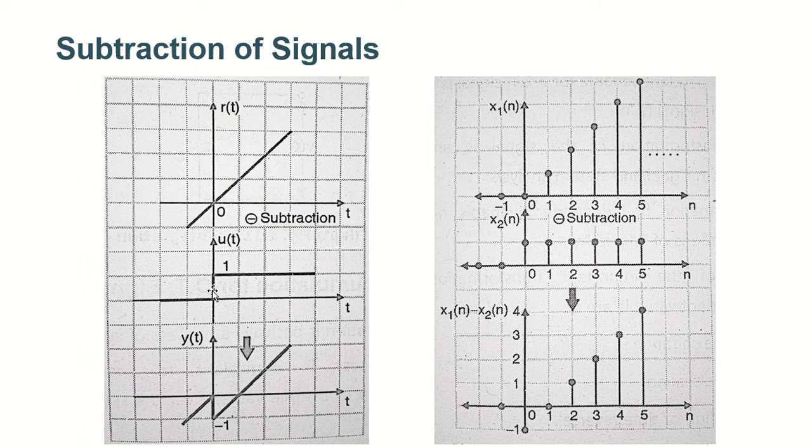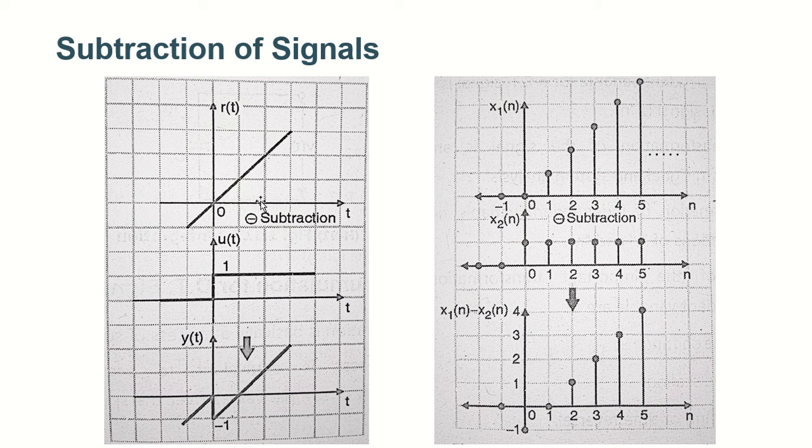What will be the value when you subtract nothing from 0? Sorry, when you subtract minus 1 from 0, the value will be 0. So we'll take 0 here. Now for t is equal to 1, the ramp signal has value 1. Same for t is equal to 1, for my unit step signal it is 1. So 1 minus 1 is again 0, so it will come 0 here.